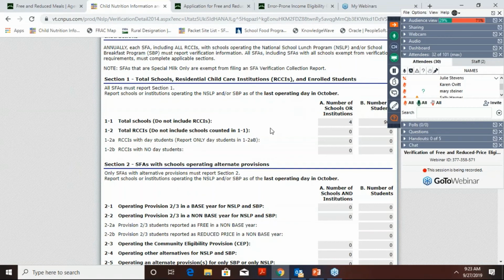Then if you have those RCCIs, you're including them in that next line. And then if you have RCCIs with day students in that next line, and then RCCIs with no day students. So for all of those folks except for Vermont Permanency Initiative, New England Current Hatton Homes, and Windsor County Youth Services, you're only going to be filling out this first line 1-1 in section 1.